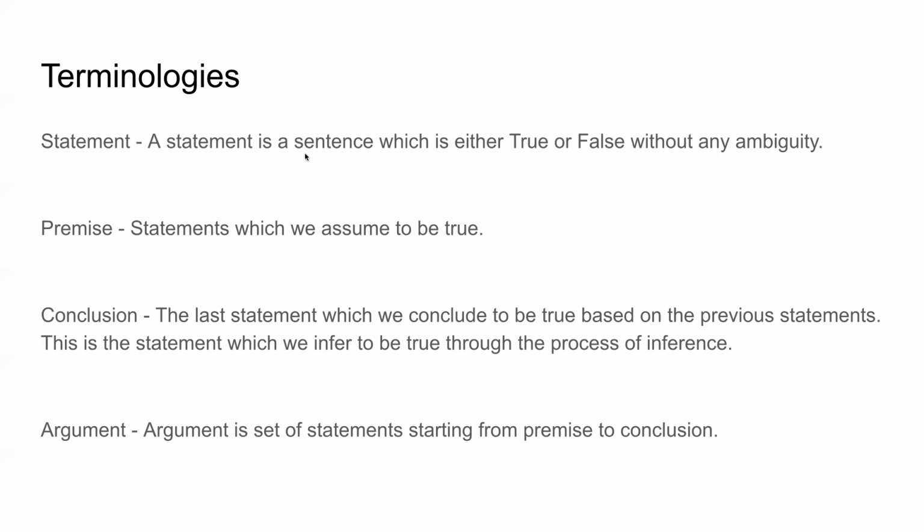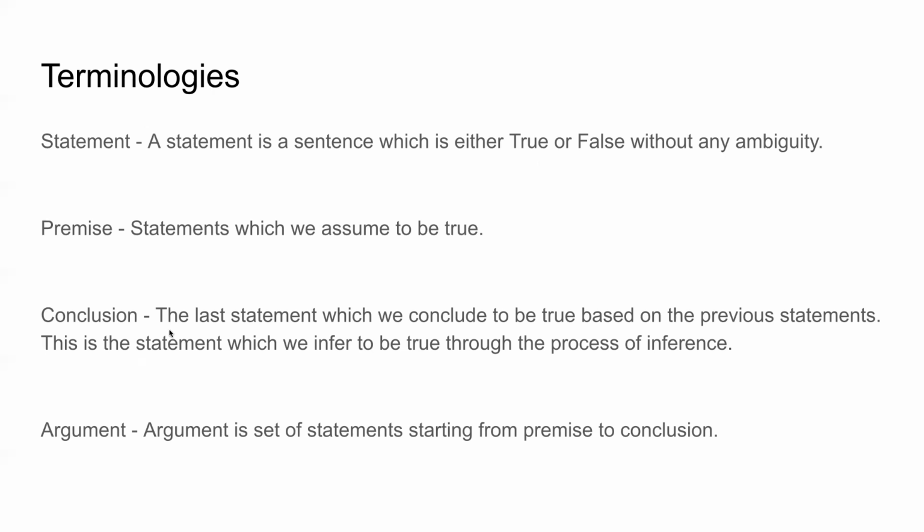So for a sentence to be a statement, it has to be perfectly without any ambiguity, and it has to be either true or false. It cannot be both, and it cannot be neither true nor false. It has to be one of those two. The second thing is premise. Premises are the statements which we have to assume to be true.